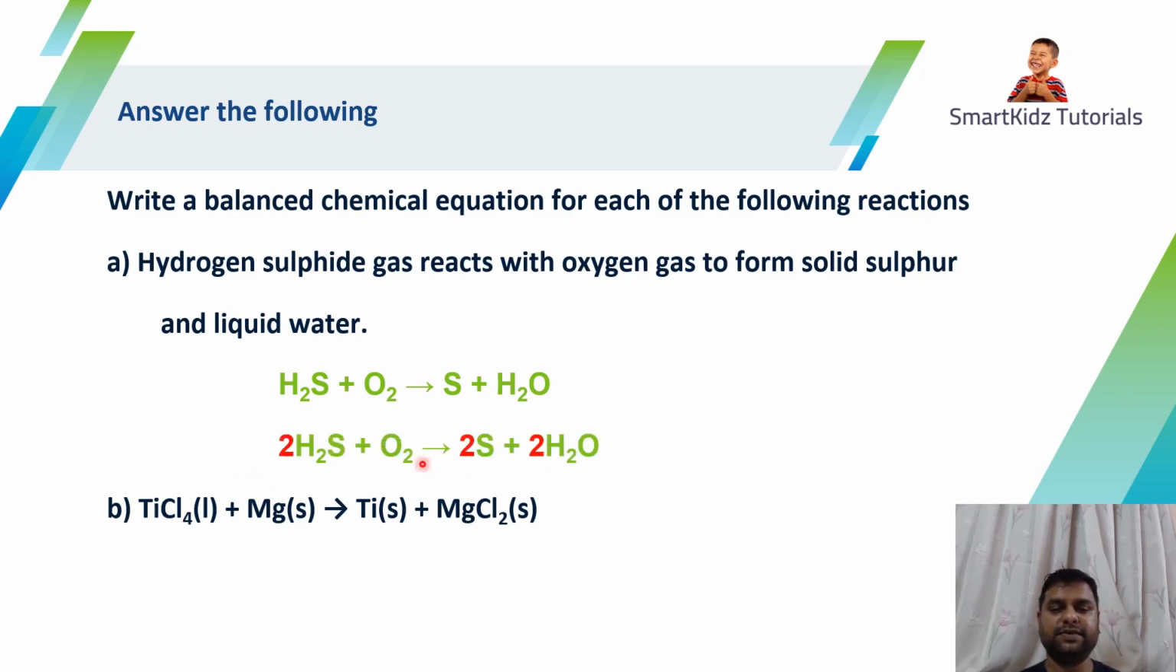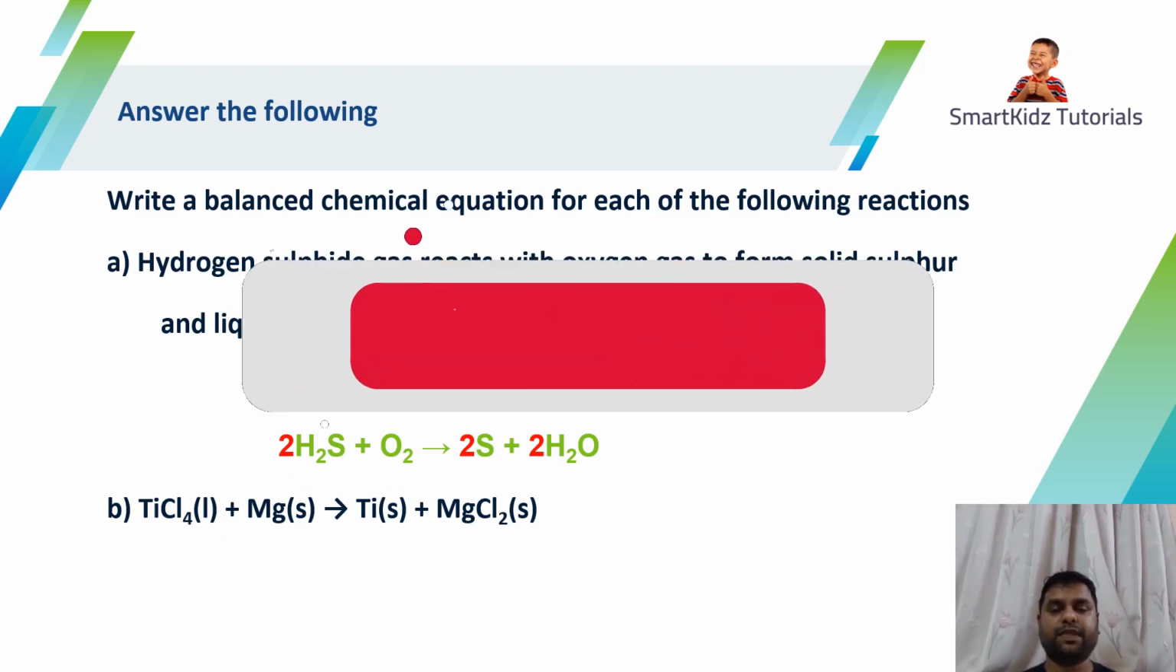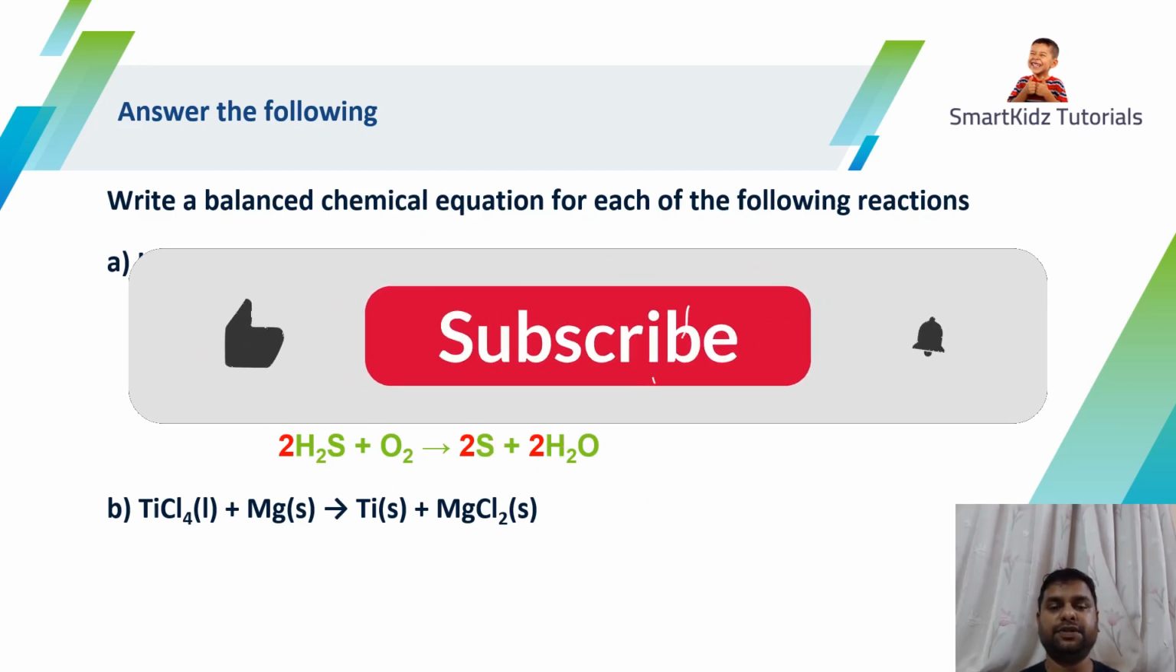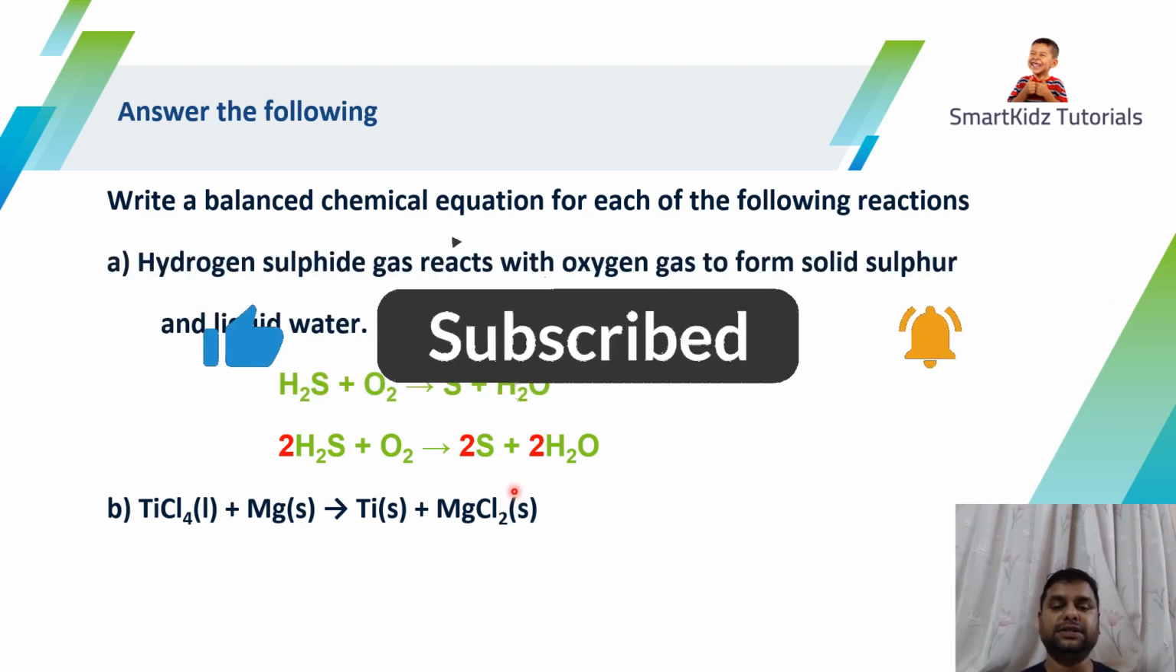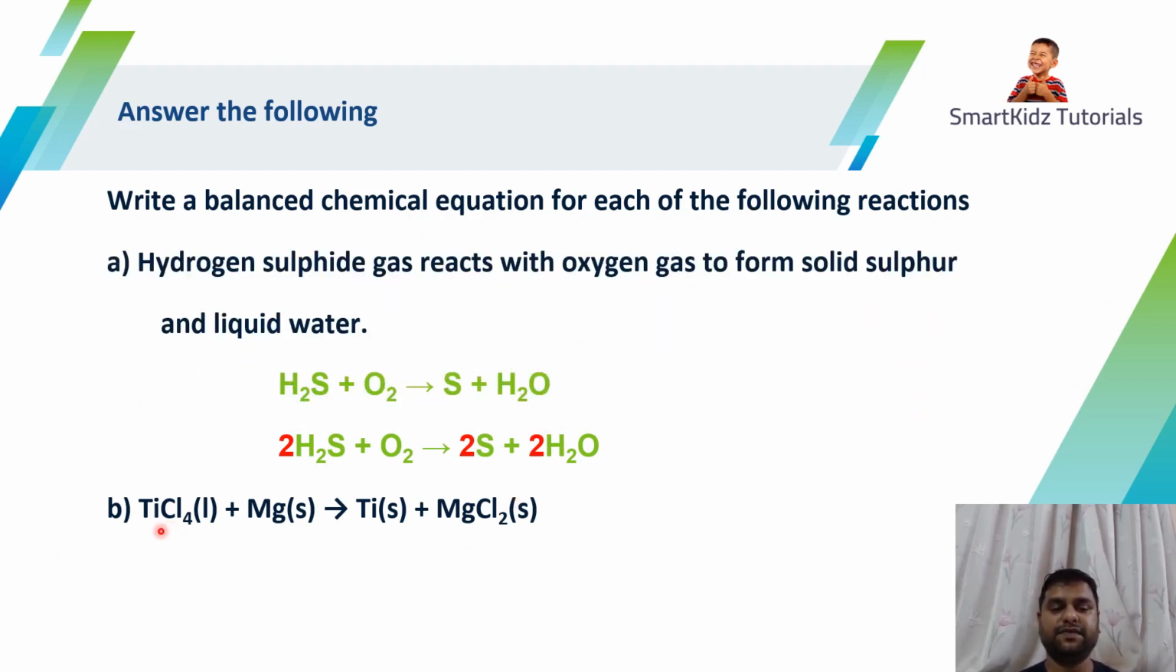Balancing is done this way. So 2 atoms of H2S, that is hydrogen sulfide, 2 atoms of sulfur, and 2 atoms of water molecules. Okay, so this is how you balance this. So the important thing is to know how to write this equation, the skeletal equation, and then balance it. Next, we have this equation, and let's see how we can balance this.